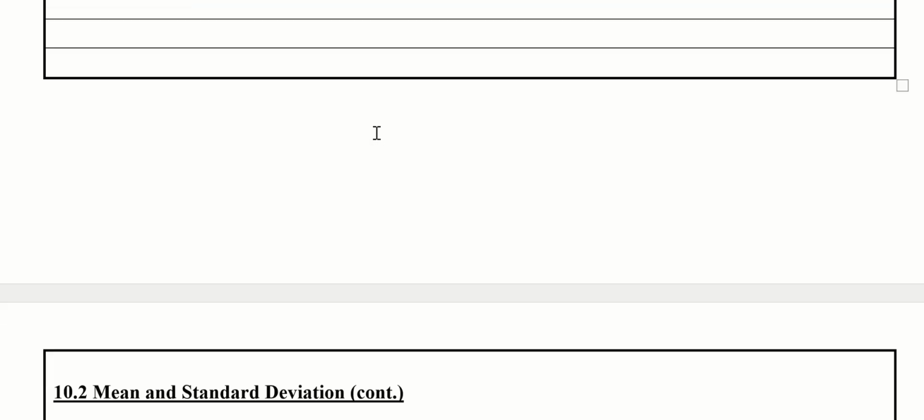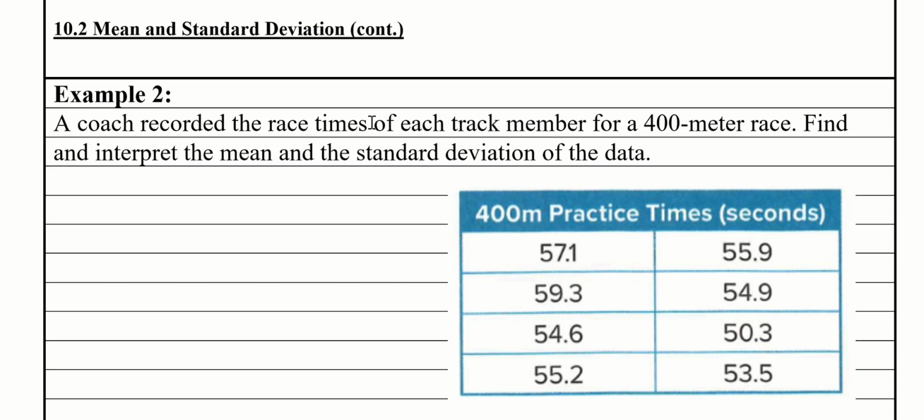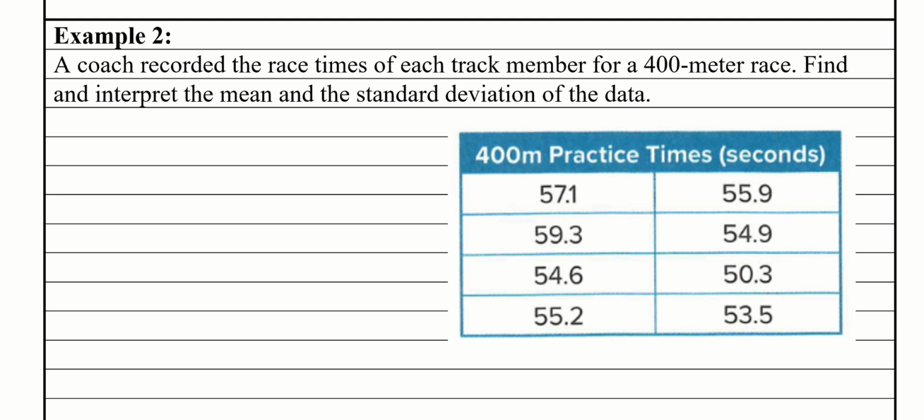All right, so now let's move on to just a couple more examples and then we'll be done for today. So example 2, let's say we have a coach that recorded the race times of each track member for a 400-meter race. Find and interpret the mean and standard deviation of the data.